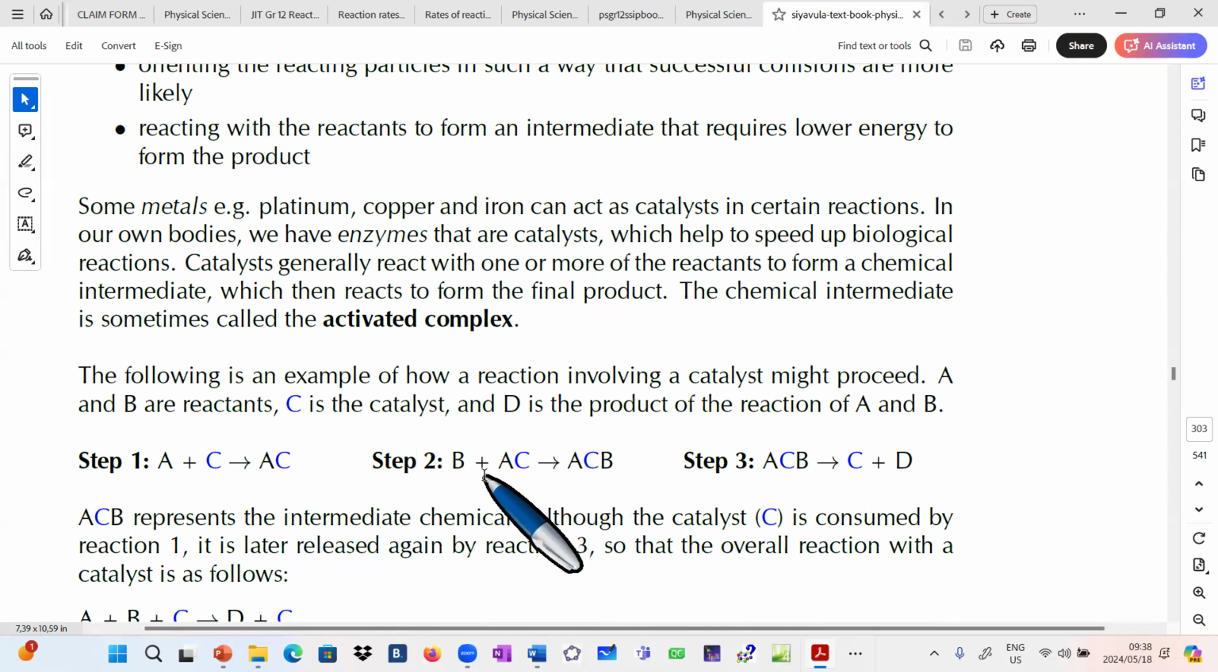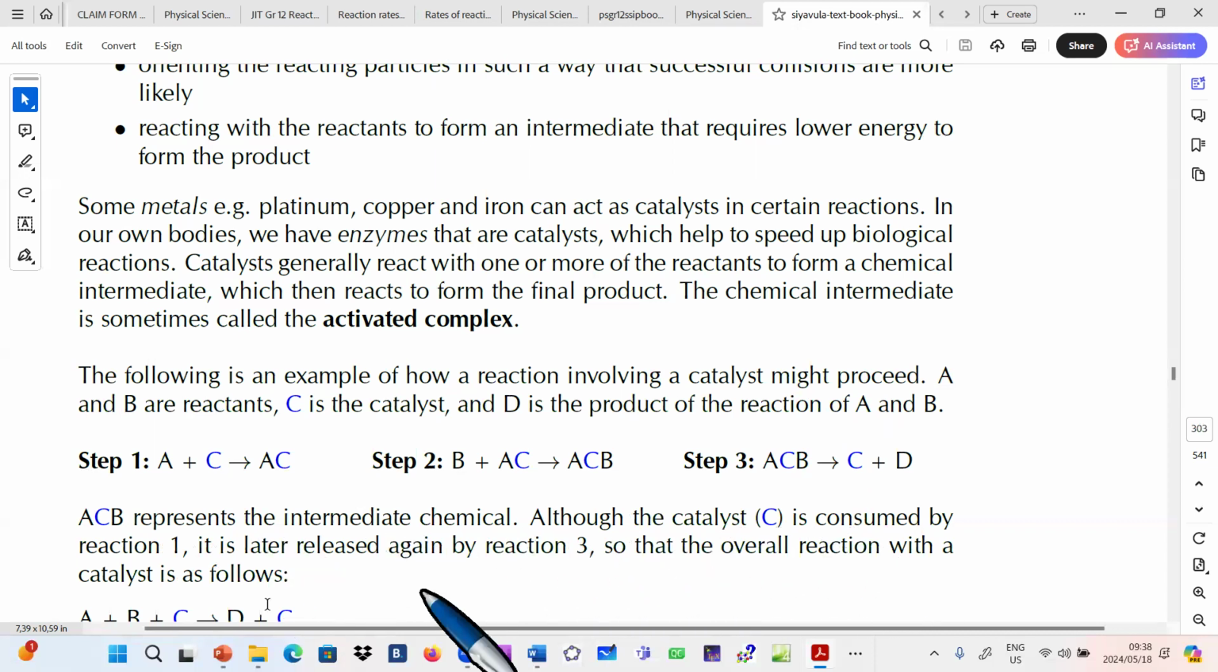Reactant B also reacts: now we have AC, and AC reacts with B to form ACB, and ACB now breaks down to, in the end, the catalyst C and the product D. So the catalyst itself, in the end, is released without any chemical change. ACB represents the intermediate chemical.